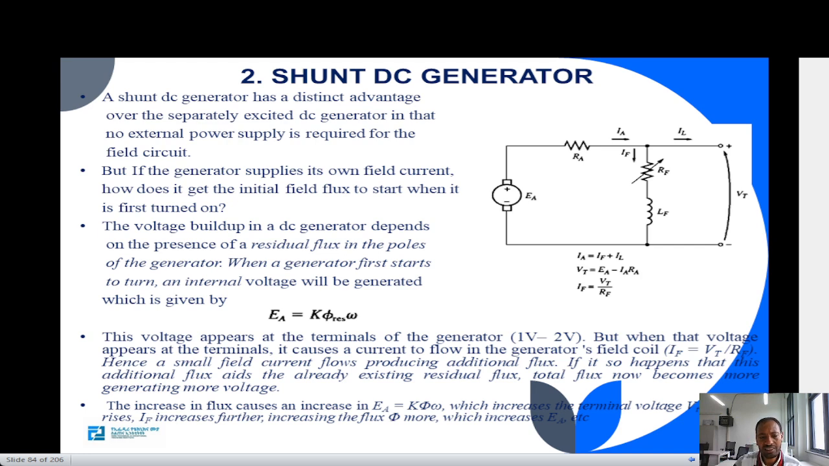Then if EG is increased, VT will be increased. VT increasing means IF will get increased. IF increased means flux will get increased. So it will build up gradually through this step.